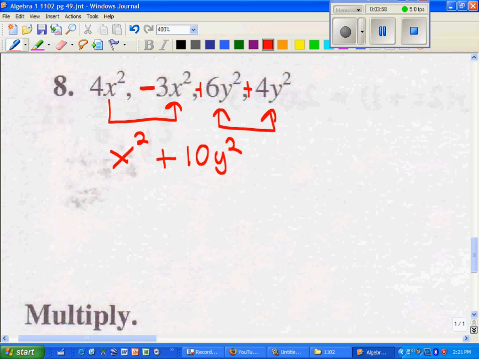So when the signs are different, I subtract. So since the signs are different here between the 4x squared and the 3x squared, I know I'm supposed to subtract. So 4x squared minus 3x squared equals x squared. And since the signs here are the same, they're both positive, I know I'm supposed to add, and that's how I get 10y squared, and that's my answer.